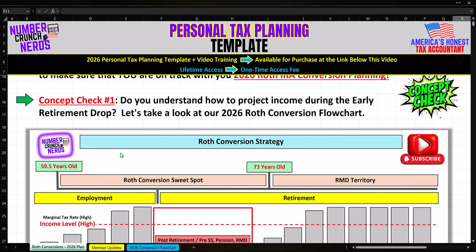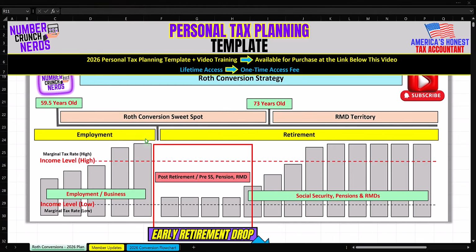So going back over here and taking a look at our overall Roth IRA conversion strategy chart, recall that the general pattern that we expect to see for most people is that during the employment years, your income level is going to rise as represented by these gray bars right here. And then once you enter retirement, you're going to experience what I'm referring to as the early retirement drop.